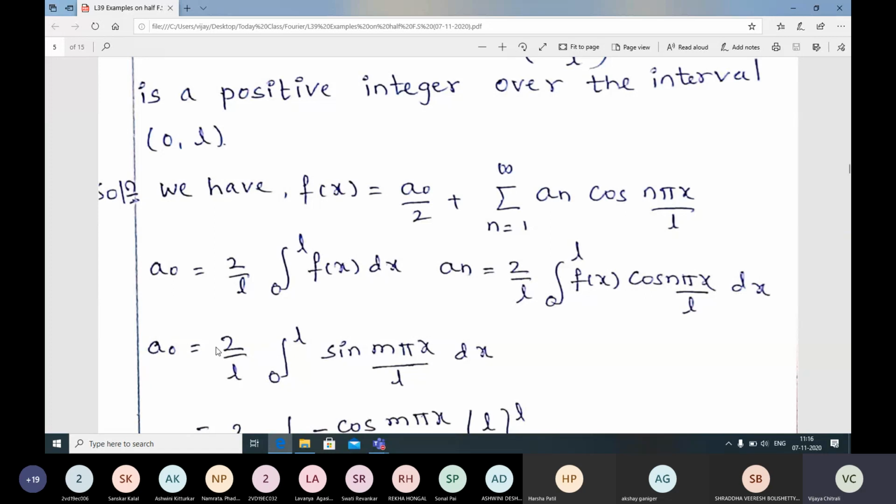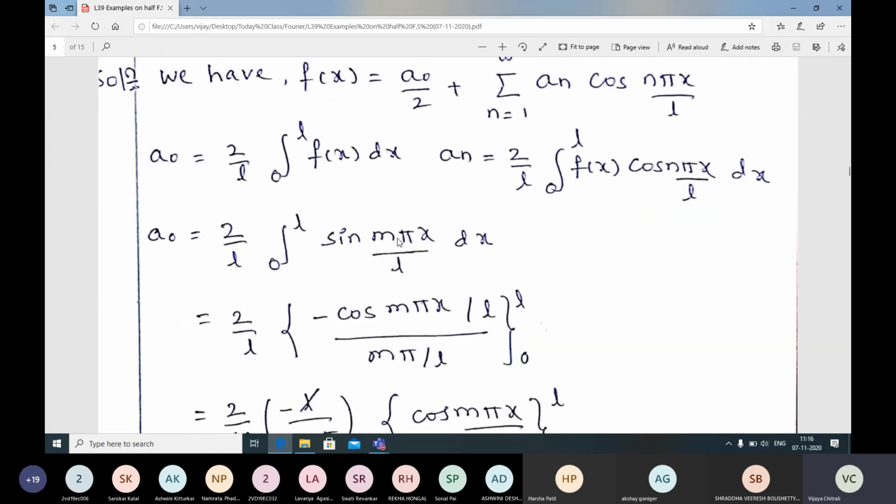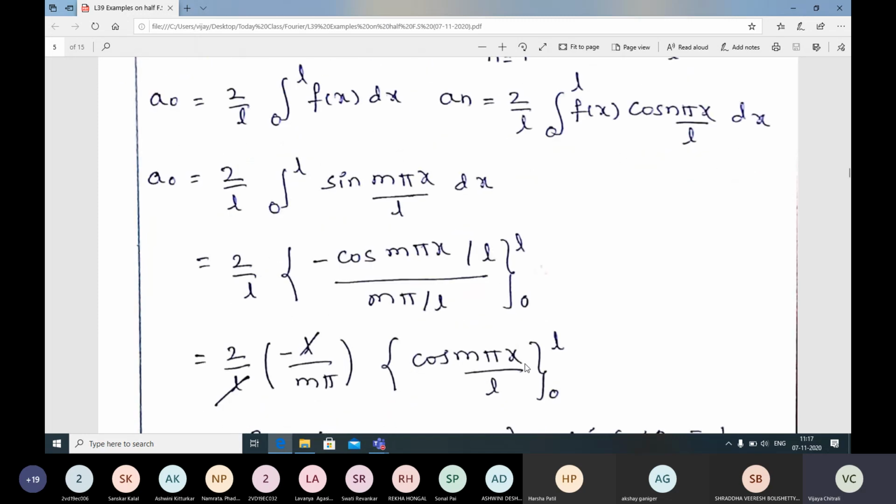So a naught is equal to 2 by L integration from 0 to L sine m pi x divided by L, because it is f of x dx. Now integrate this with respect to x. 2 by L as it is, integration of sine is minus cos m pi x by L divided by m pi divided by L. So limits 0 to L, upper limit is L and lower limit is 0.